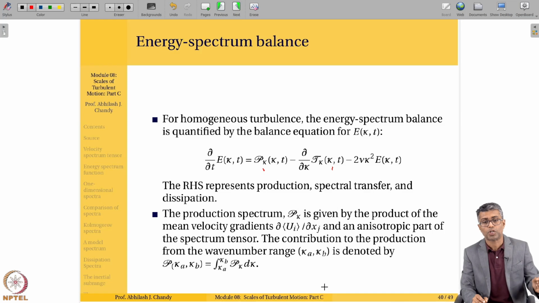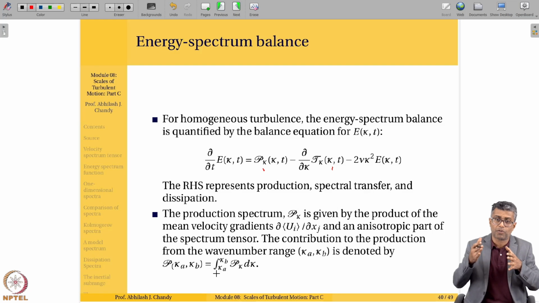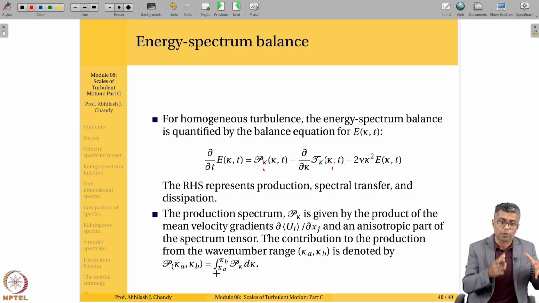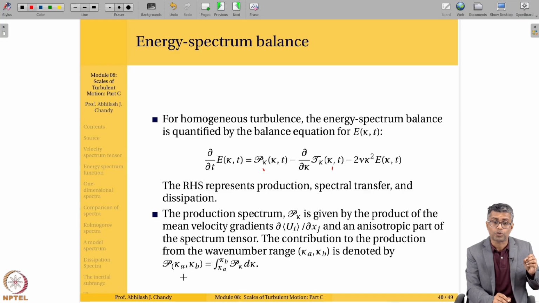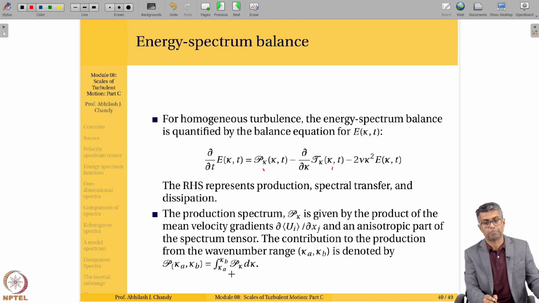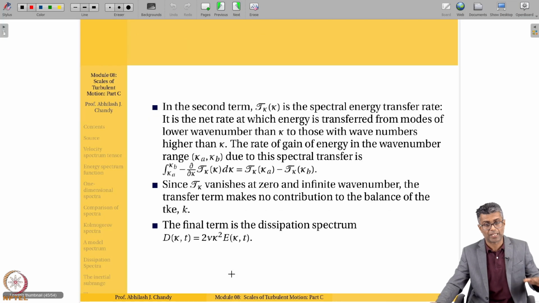Let's see what it means. The contribution to the production from the wave number range is denoted by, just like you have a dissipation spectrum, just like you have an energy spectrum, you have a production spectrum as well. And the contribution to the production in the wave number range of kappa A to kappa B is given by the integral from kappa A to kappa B of the production spectrum, P of kappa d kappa. All right, so that's production.